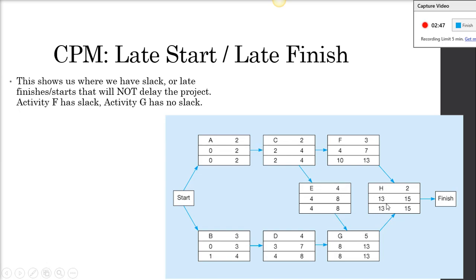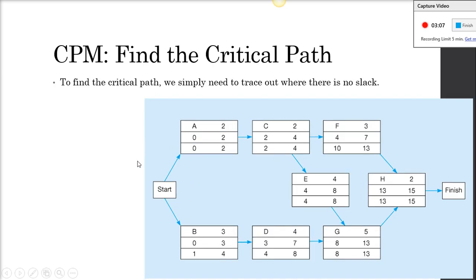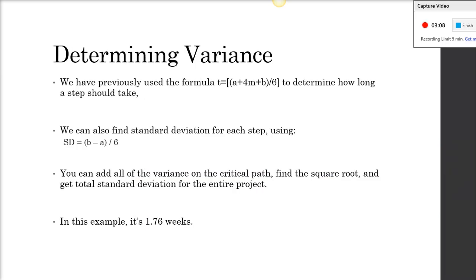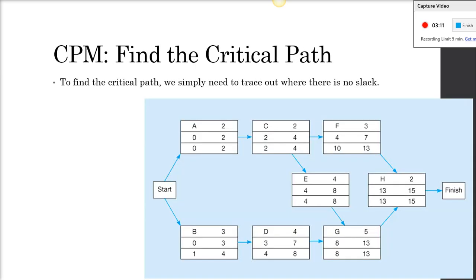If you can throw a bunch of money and crash one part of this project and have it take less time, then your critical path is going to change potentially. This might become your critical path as this becomes very efficient. So critical path, we did the trace.